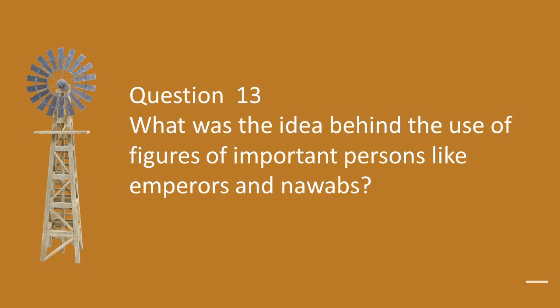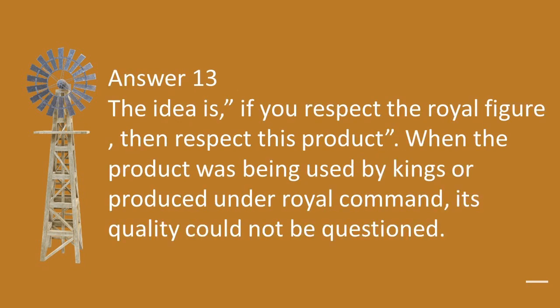Question number 13 says, what was the idea behind the use of figures of important persons like emperors and nawabs? Answer to question number 13: the idea is, if you respect the royal figure, then respect this product. When the product was being used by kings or produced under royal command, its quality could not be questioned.